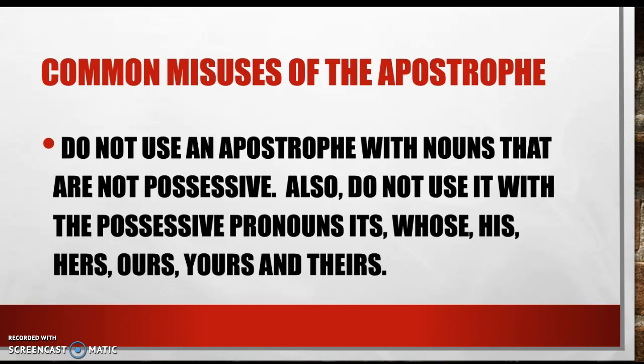There are finally common misuses of the apostrophe. We don't want to use an apostrophe with nouns that are not possessive or possessive pronouns. A very common example of this is its. There are times its means belonging to it. There are other times with an apostrophe it means it is. But the common words that cause problems or misuses with the apostrophe are its, whose, his, hers, ours, yours, and theirs.